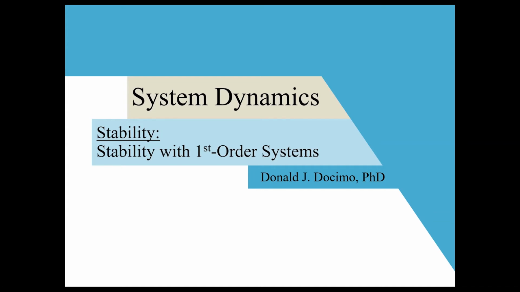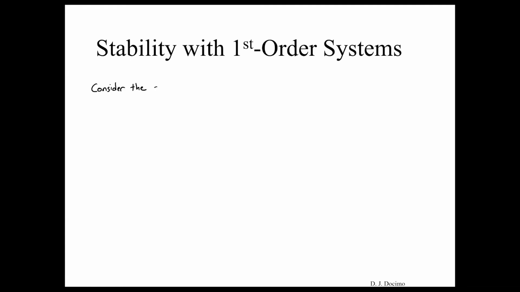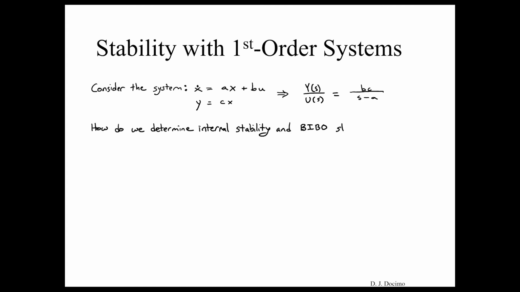All right, this section is going to go over stability with first order systems. So let's consider the system x dot is equal to ax plus bu with an output y is equal to cx. We can get a transfer function for this as well. Y over u is going to be bc over s minus a in this case. So how can we determine internal stability and BIBO stability?